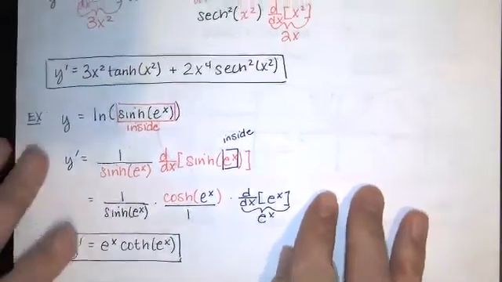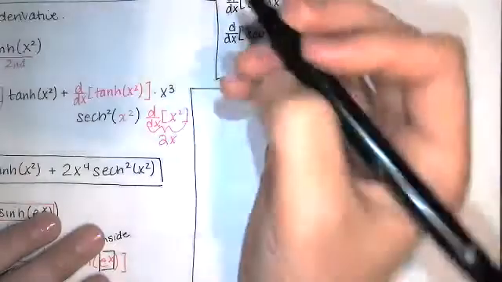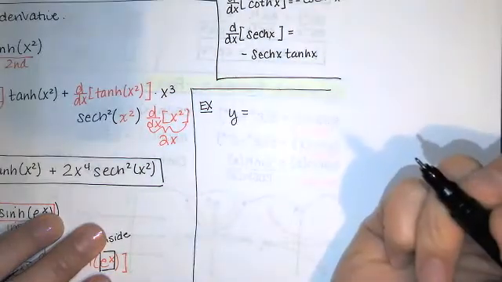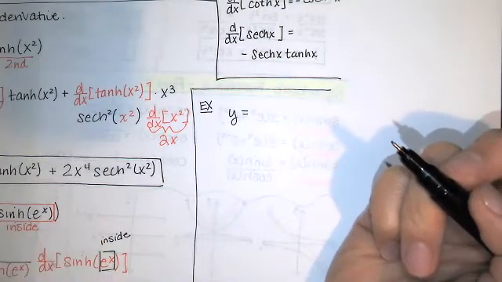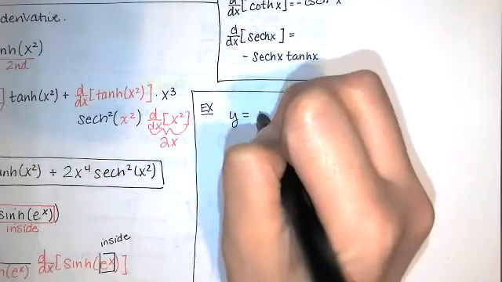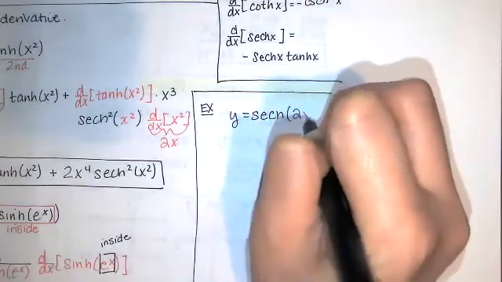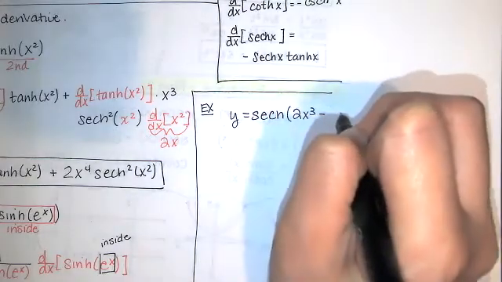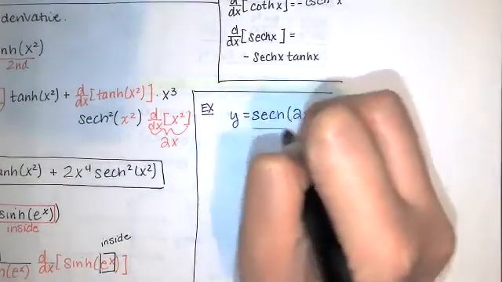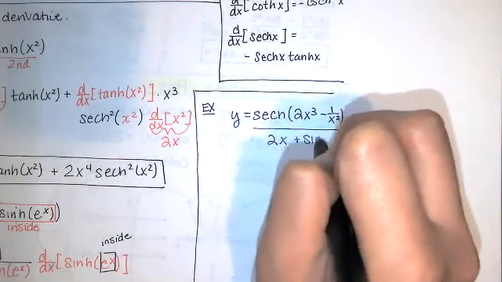So let's do one more, last one. You're still asked to find the derivative. And let's say someone asks you to find the derivative of this. Let's say you've got hyperbolic secant of 2x cubed minus 1 over x squared. Let's make it a quotient rule. Divide by 2x plus sine of x.